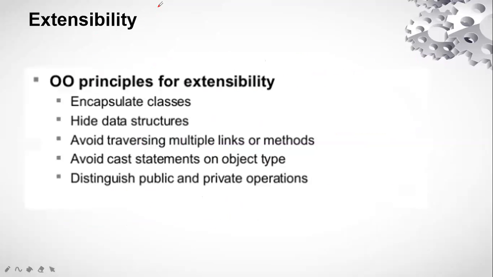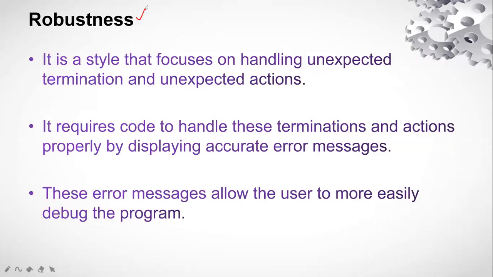Now, the third one is called robustness. Now, what is robustness? Robustness is a style that focuses on handling unexpected termination or unexpected actions. That means whenever a program terminates unexpectedly or some unexpected action is performed, that is what robustness focuses on. This should not take place, right? No unexpected actions or terminations should be there in a program or in code. If at all there are, they should be handled properly so that accurate messages are displayed on the screen, right? So it is a style that focuses on handling unexpected termination and unexpected actions.